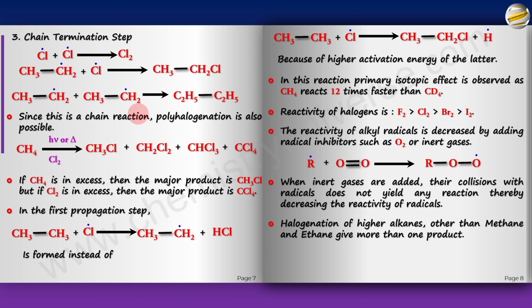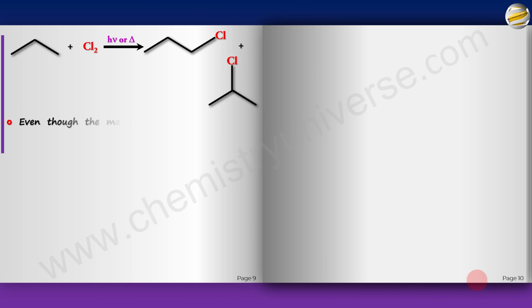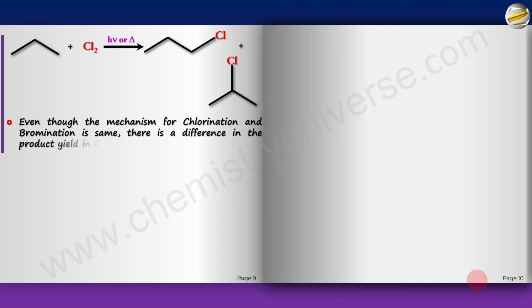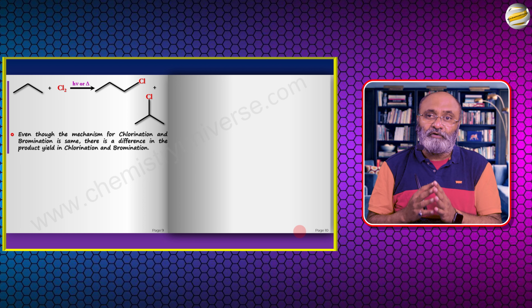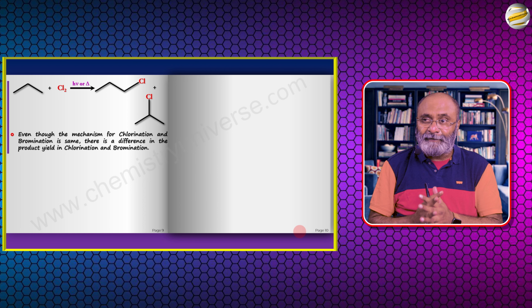What it means is, say for example, you have propane reacting with chlorine, you have an option of getting a primary and a secondary. Now, even though the mechanism is the same for both, it is seen that chlorination and bromination differ a lot in the yield of the product. And this is the key to this reaction. This is what we are going to discuss mainly.